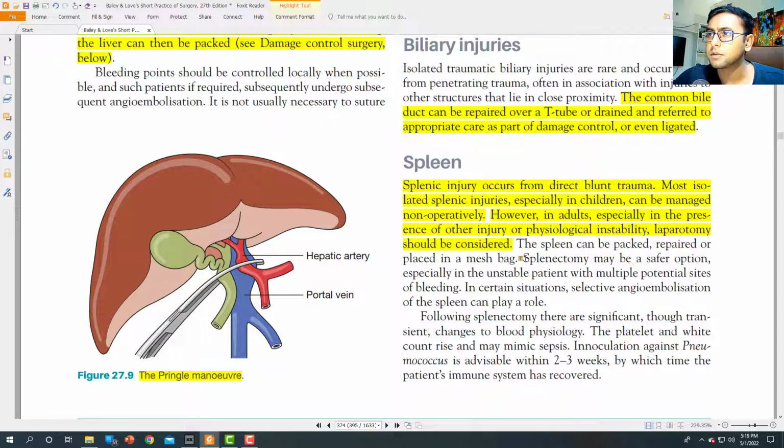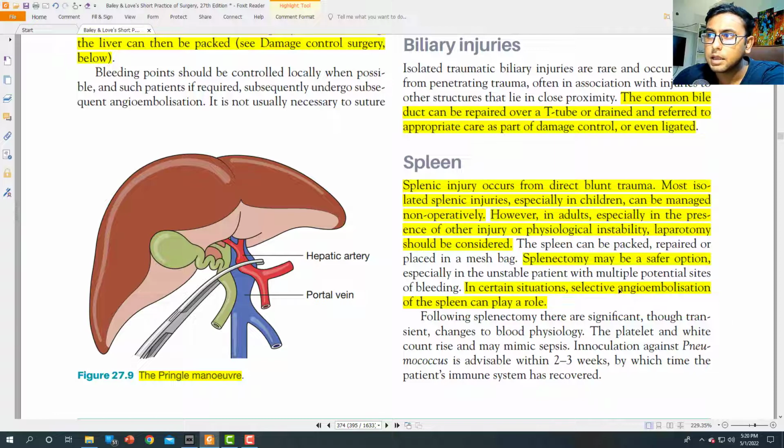Now splenectomy is a safer option. First, the spleen must be packed and repaired in a mesh bag. First we will try to compact, pack, or repair with the mesh. If we fail, in that case splenectomy is the safe option, especially in an unstable patient with multiple potential sites of bleeding. In unstable patients, in certain situations, selective angioembolization of the spleen can play a role.